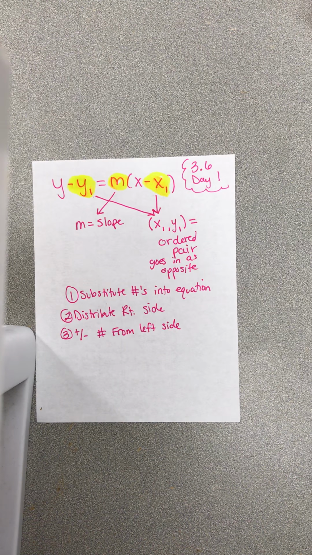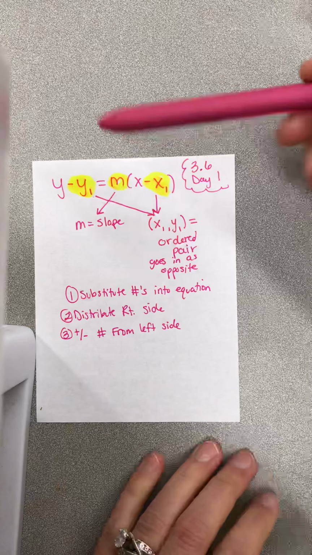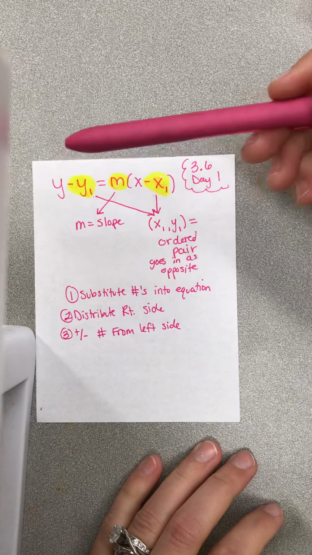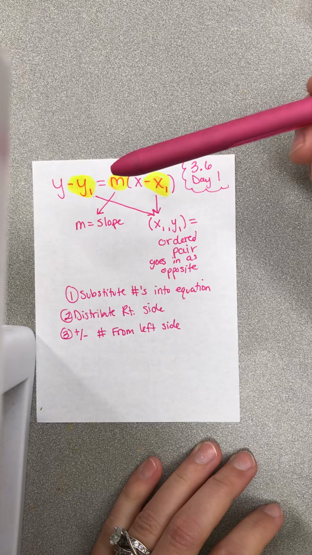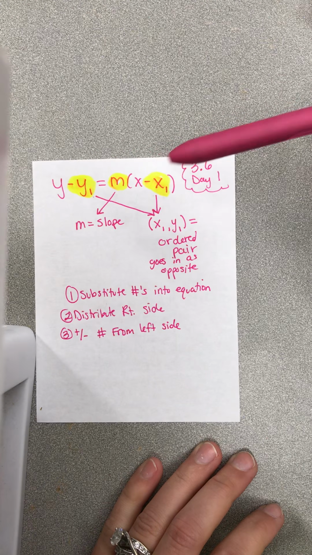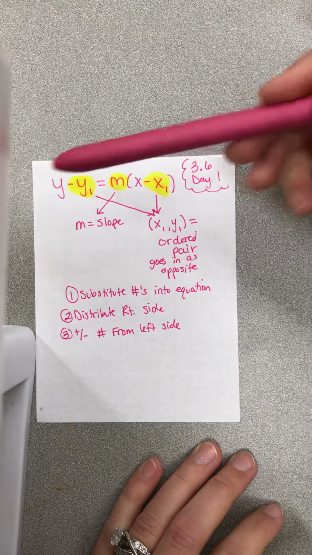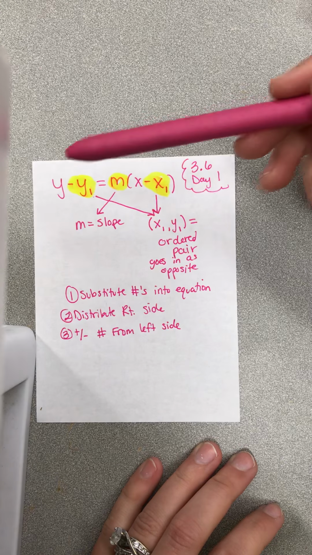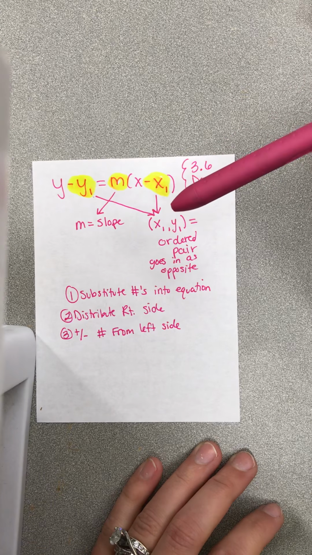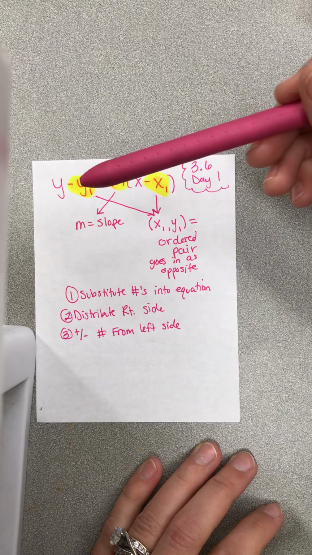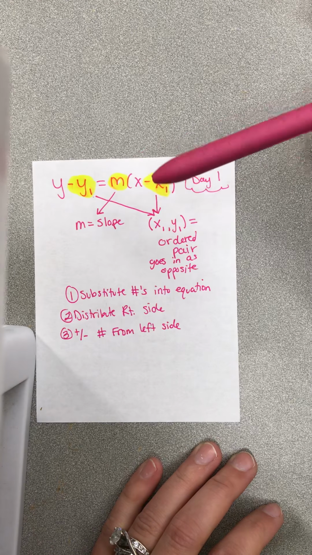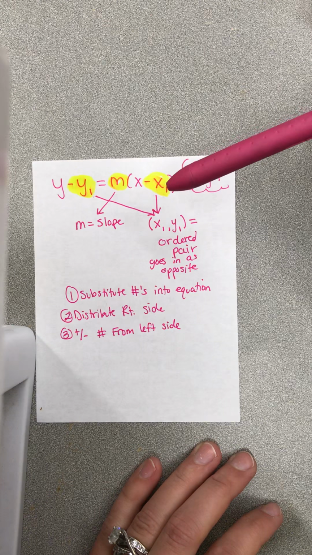In 3.6 day 1 notes, we talked about an equation called point-slope form. Point-slope form is the equation written at the top of this page. Y minus y1 equals m parentheses x minus x1. Now, when an equation is completed and numbers are substituted in, a number would be substituted in for the y1, the m, and the x1.